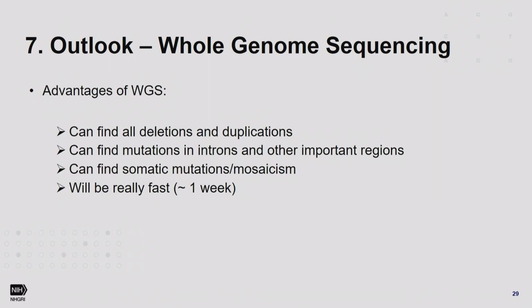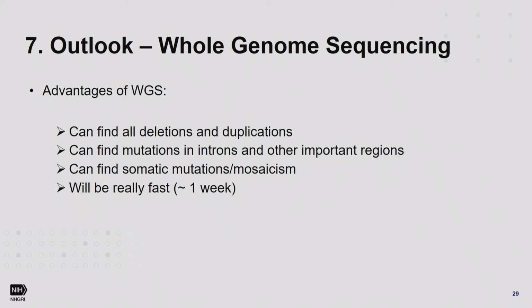We can find these deletions and duplications that I just told you about that are tricky to find when we just do the Sanger sequencing. We can find those easily when we do whole genome sequencing. We can also find mutations that are not necessarily in the important parts of the gene, like the exons, but also in the introns or somewhere completely else. And that might also affect the ADA2 gene.